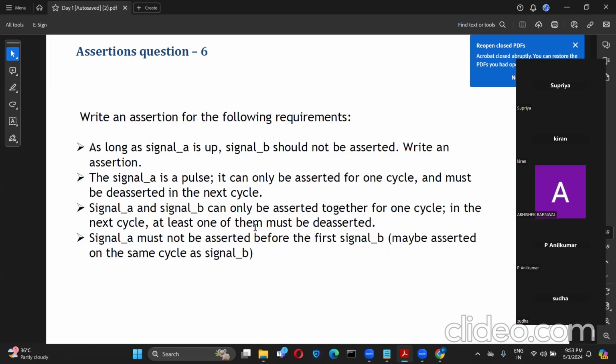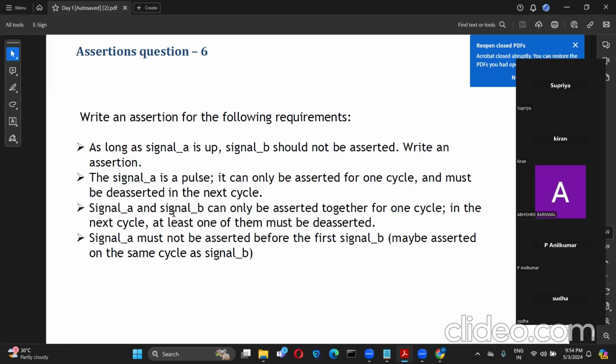Go ahead, Sudha. A overlapping B. Sorry, A non-overlapping B for the first one. For this part, asserted together for one cycle. But it is like asserted together for one clock cycle, right?